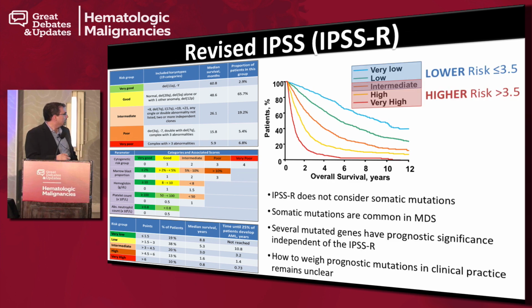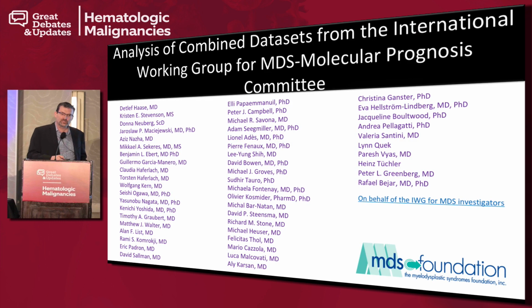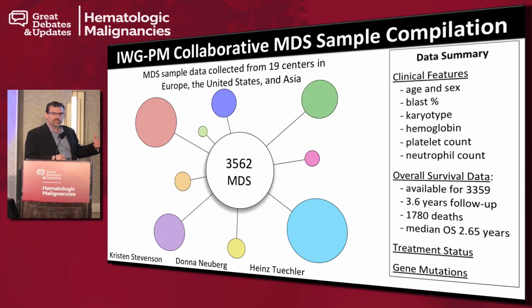So how do we use them? We've been involved in a very large study with the International Working Group for MDS. We're actually going to meet tomorrow in New York to discuss some newer data. But in this case, we looked at retrospective data from multiple centers around the world that shared a lot of clinical information and mutational information, and we asked a simple question. After taking into account the IPSSR, is there any additional prognostic information that mutations can show us?